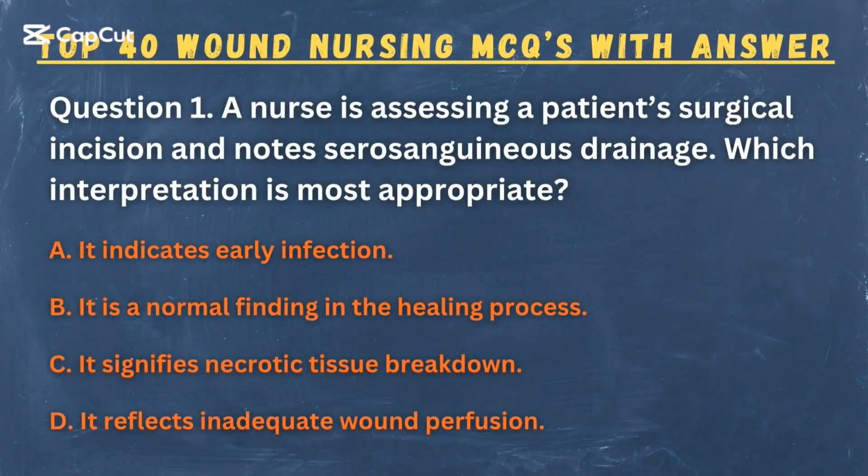Question 1. A nurse is assessing a patient's surgical incision and notes serosanguineous drainage. Which interpretation is most appropriate? A. It indicates early infection. B. It is a normal finding in the healing process. C. It signifies necrotic tissue breakdown. D. It reflects inadequate wound perfusion.